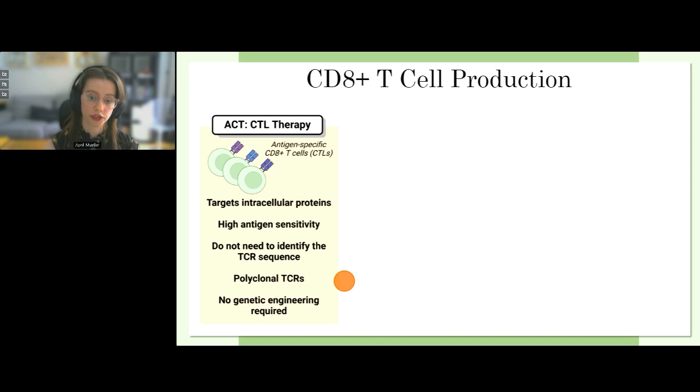Polyclonal TCRs are also very important for a broad immunogenic profile. And so if you have a cancer and you have an immunotherapy that only targets one antigen, there's that potential for antigen escape if you're relying on only one TCR to do the job. If you have a wide variety of TCRs that are able to target the antigen, that may be more resistant to immune escape. And finally, no genetic engineering is required, which removes any sort of risks such as malignant transformation of these cells after you infuse them back into the patient.